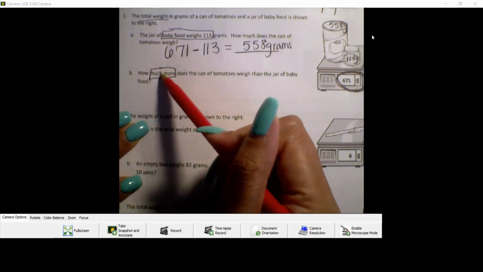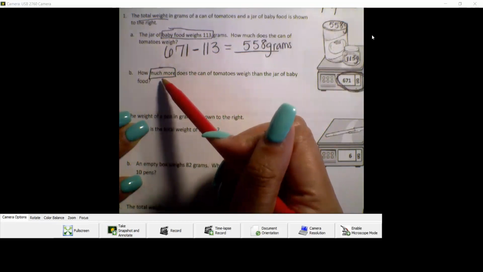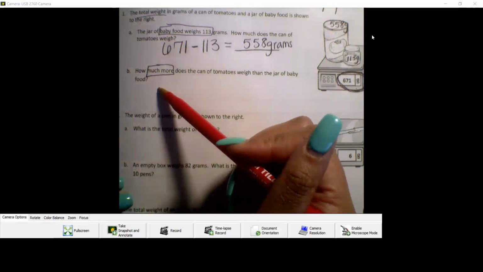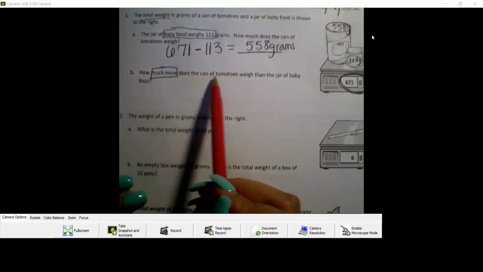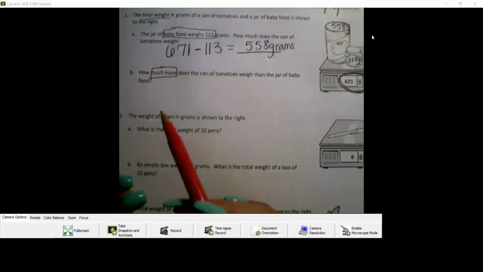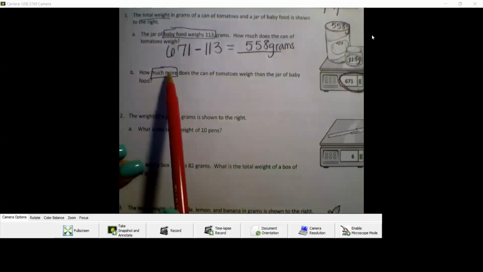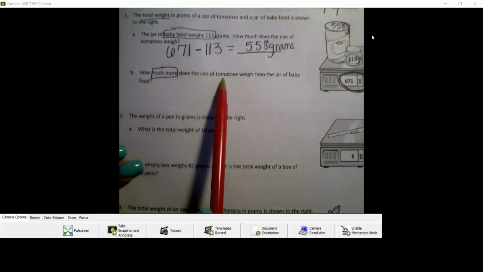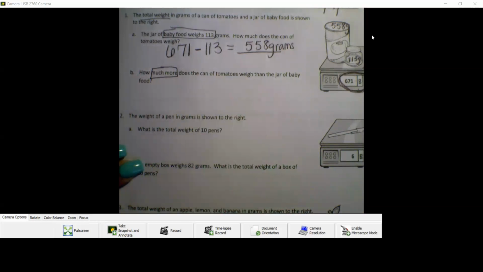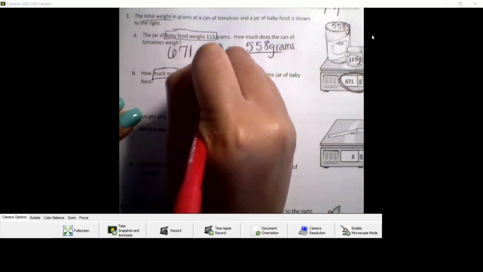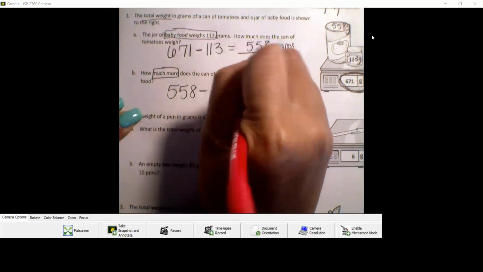Keywords are very important, especially in math, because they give us information as to whether it's going to be an addition problem or a subtraction problem. In this case, it's subtraction because it's asking us how much more does the can of tomatoes weigh than the baby food. So it's going to be 558 minus 113. And what is our answer?